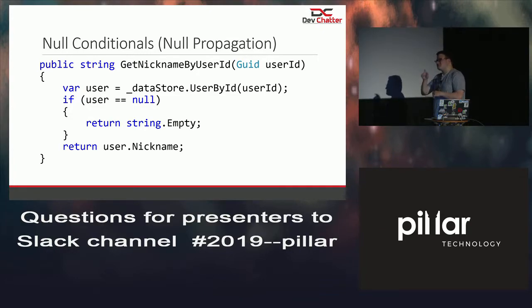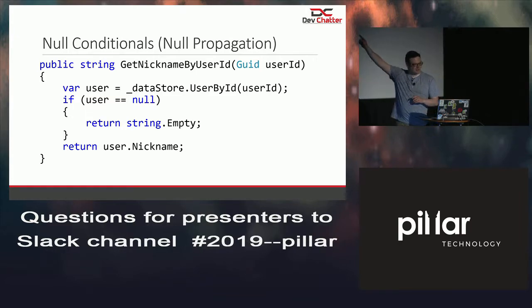Okay, so the reason I put both names in here is because I want to explain this to everyone because there's a lot of confusion about this. Null conditionals are what we're going to use. What they do for us is null propagation. So just want to clarify that name so that people get it.